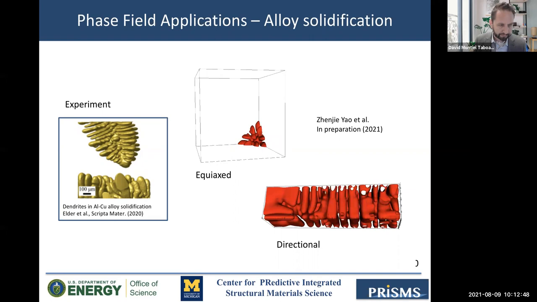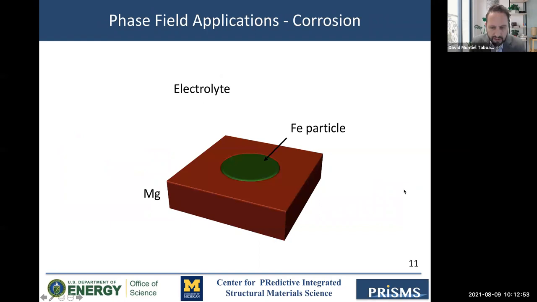Let me show you another one. This is for corrosion. What we're seeing here is the surface of a metal, which in this case is pure magnesium. And part of the surface is also occupied by an iron particle. And the top surface is in contact with an electrolyte, which you can't see in this image, but you can assume that it's there.